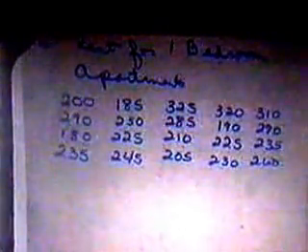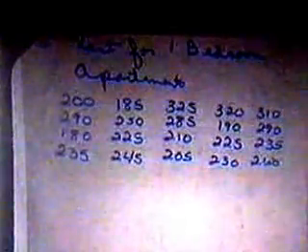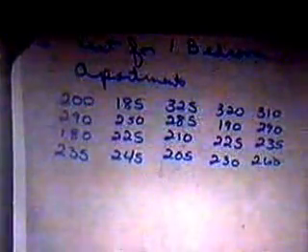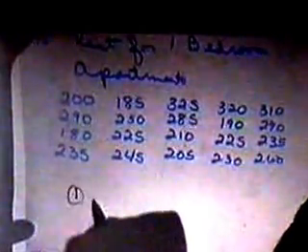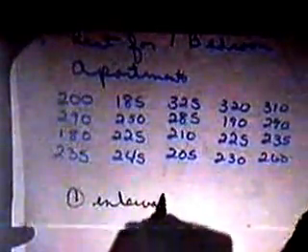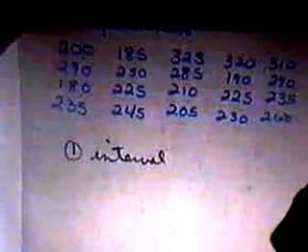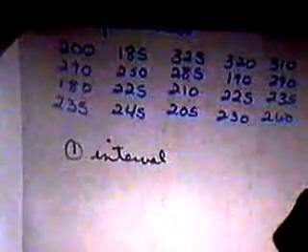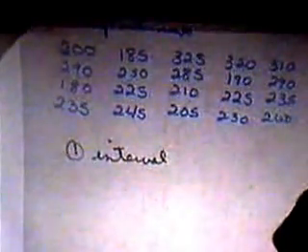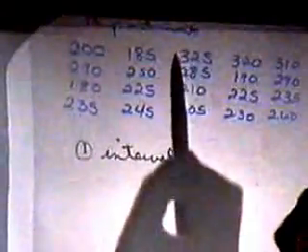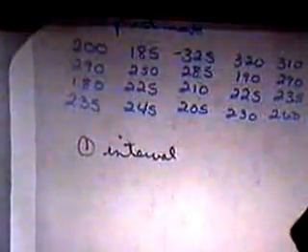The first step to making your frequency distribution has got to be to find the interval. What do you want your interval to be? The formula I gave you for the interval said to take the highest number minus the lowest number. So look through these groups, and what is the largest number there? 325 is the largest. What is the smallest?